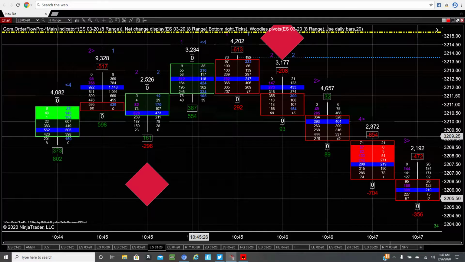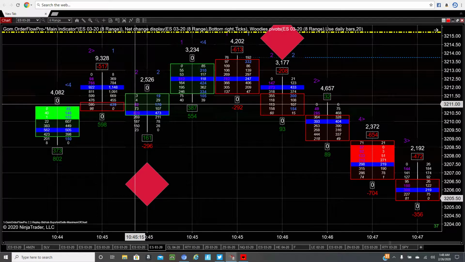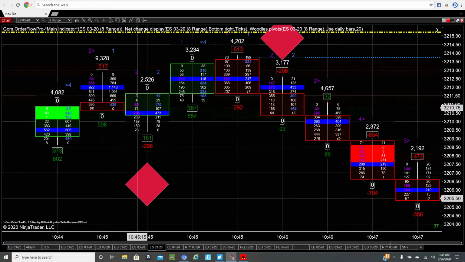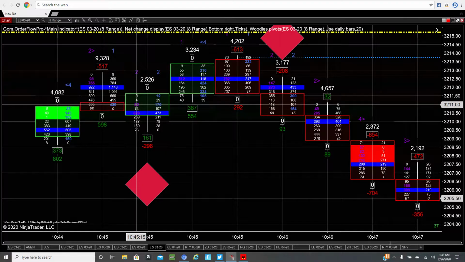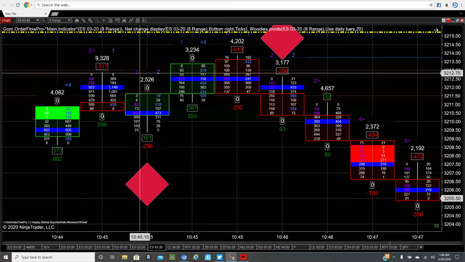And what we're going to cover in this video are order imbalances. And all an order imbalance is, is a larger ratio of orders that went off on either the bid side or the offer side. Okay? And that's what these numbers represent.